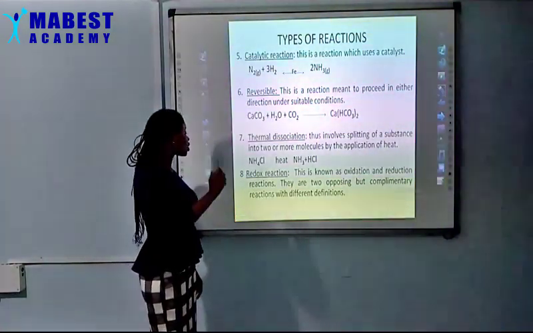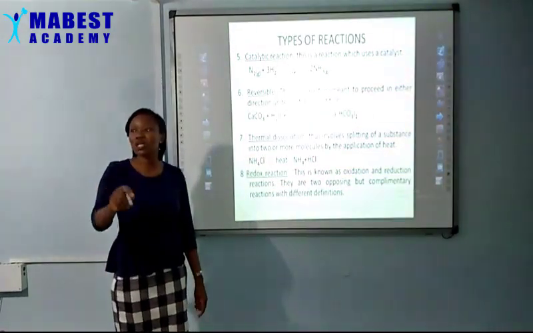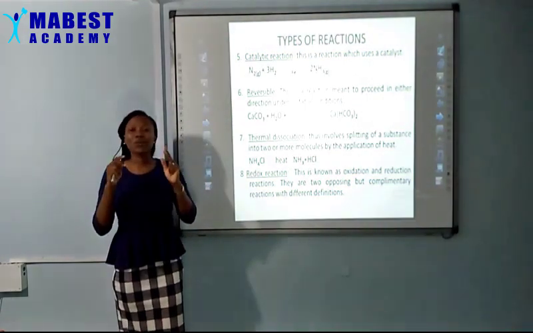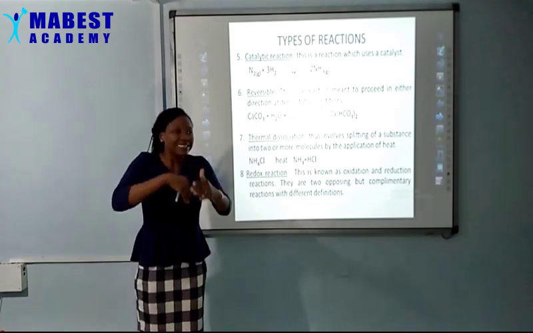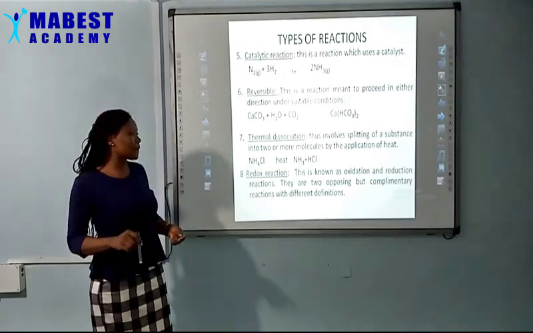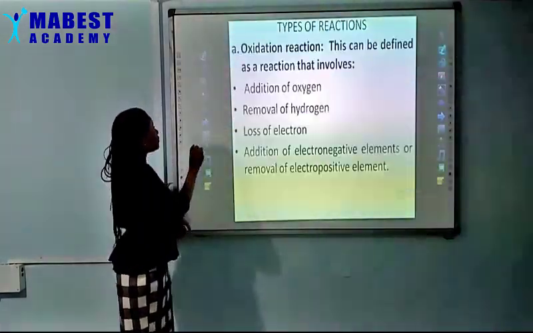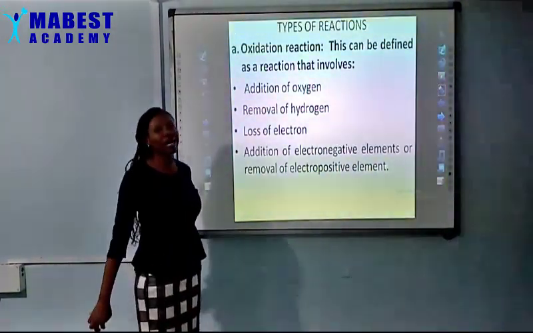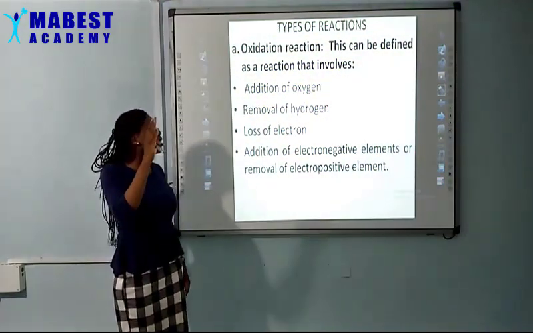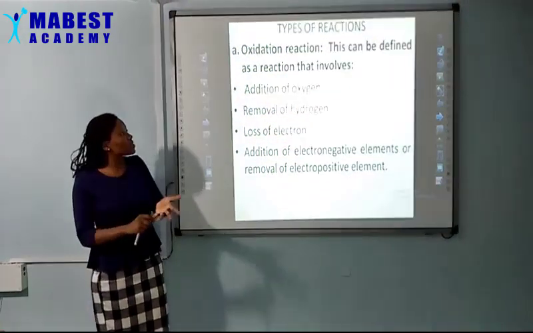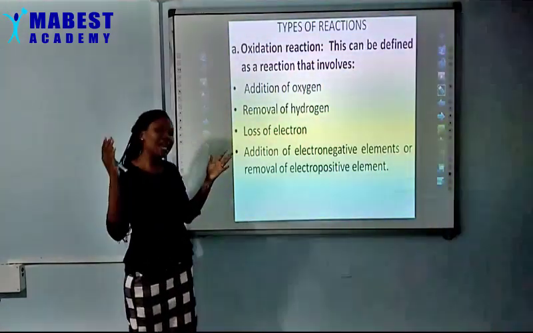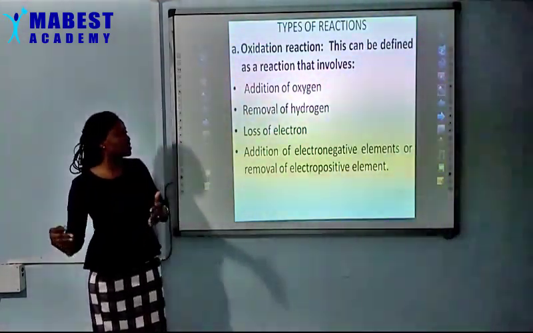Another type of reaction is redox reaction. Redox comes from two words, reduction and oxidation. The two reactions are opposite each other, yet they complement each other. That means when one goes forward, the other one goes backward, and they have different definitions. Let's start with oxidation reaction. In fact, the two reactions can be defined under four headings. These four headings are addition of oxygen, removal of hydrogen, loss of electron, and the one that has to do with electronegative and electropositive elements.